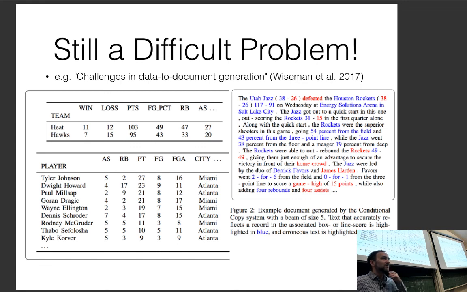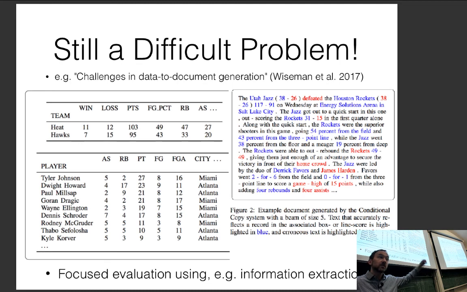that aren't actually included in the original database. So recently people have been focusing on focused evaluation for this, where you try to re-extract the information from the generated article and make sure it matches with the original input. There's some talk about this in the reference paper.